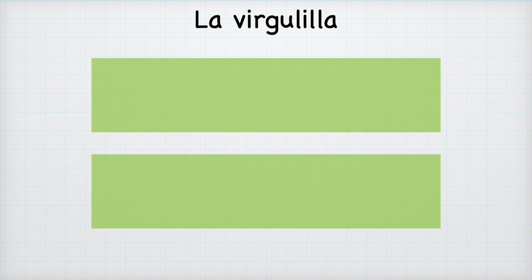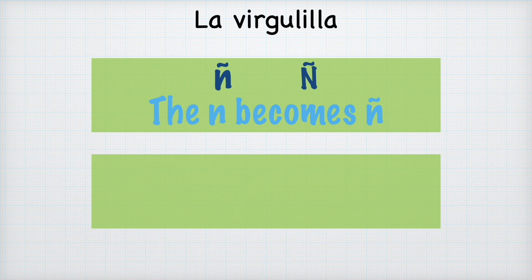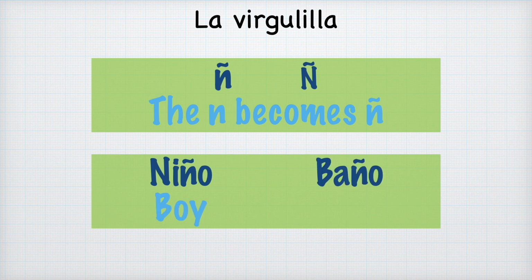It's called la virgulilla, and it's the tilde sign that goes above the letter N, and this becomes ñ, and it's part of the Spanish alphabet. There's really not much to it. This is the only letter that uses it, and we have plenty of words with the letter. For example, niño, niño, it means boy. Baño, baño, it means bathroom. So this one's fairly straightforward.